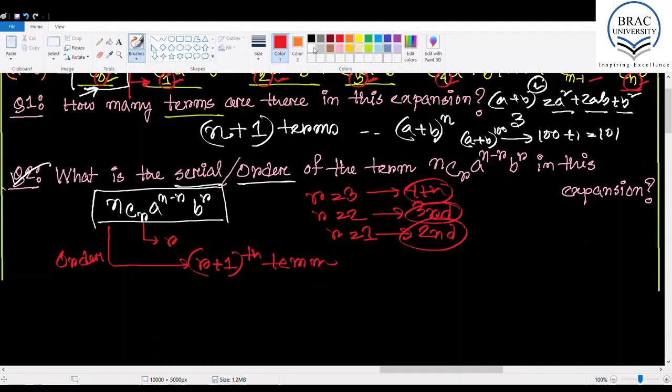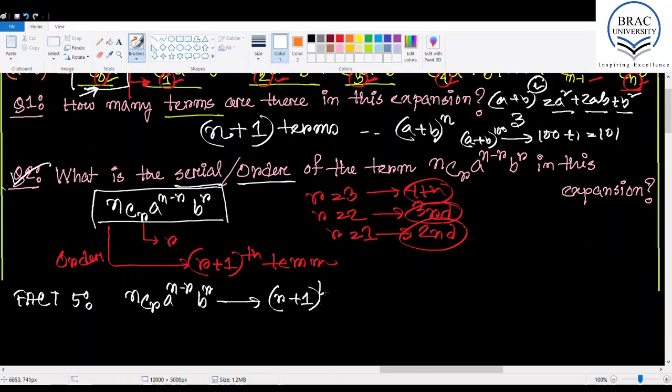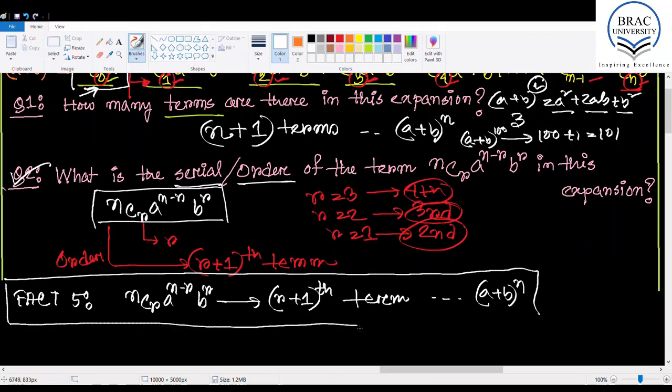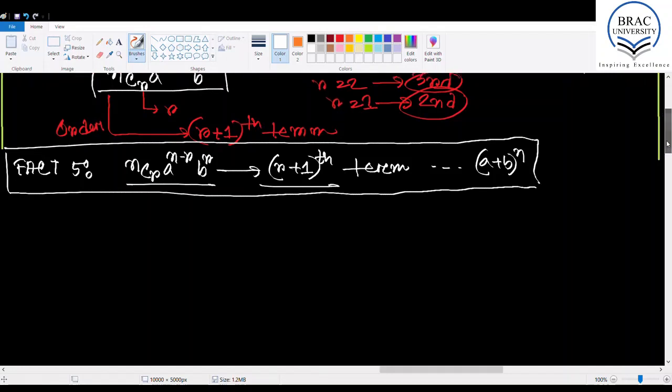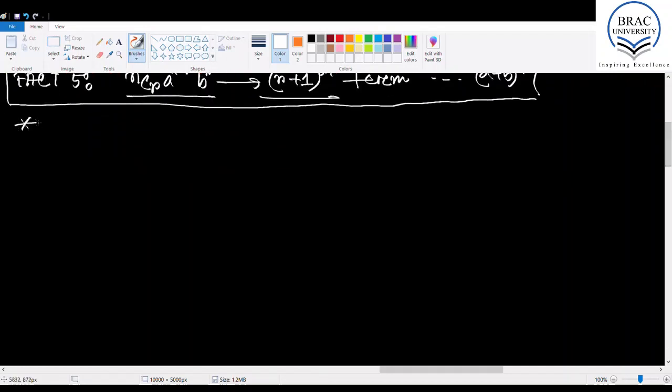So here comes our fact 5: nCr a to the power n minus r into b to the power r is the r plus 1th term in the expansion of a plus b whole to the power n. This is very important, so you'll have to remember this carefully: the general term nCr into a to the power n minus r into b to the power r is the r plus 1th term of the expansion of a plus b whole to the power n. Okay, so now I said that we'll solve some maths.